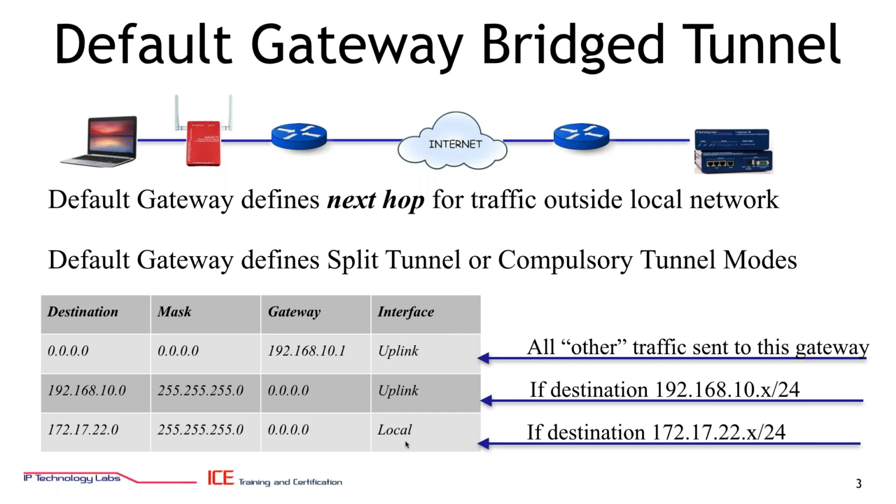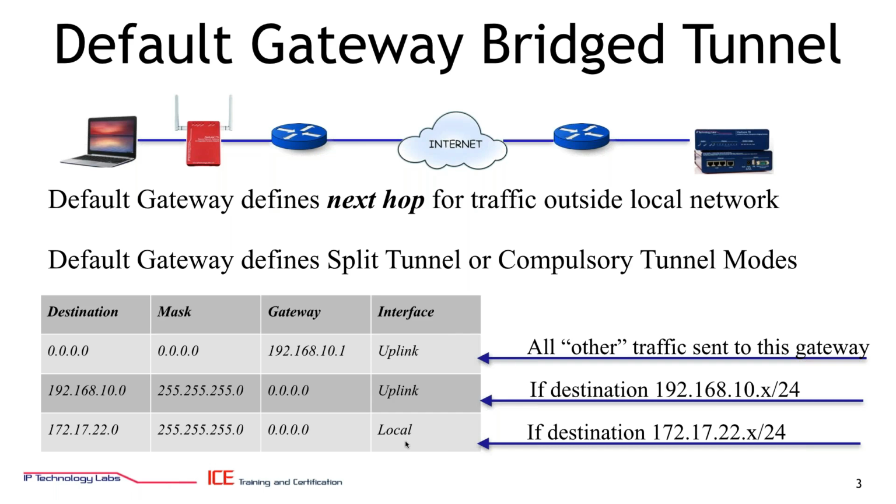This is the routing table for the laptop on the left side. If he wants to send anything to the 192.168.10 network, he just sends it directly to that IP address. If he wants to send anything to the 172.17.22 network, it's connected locally to his device. He can just send it directly out. If he needs to send traffic to any other IP address, he will forward that to his default gateway.